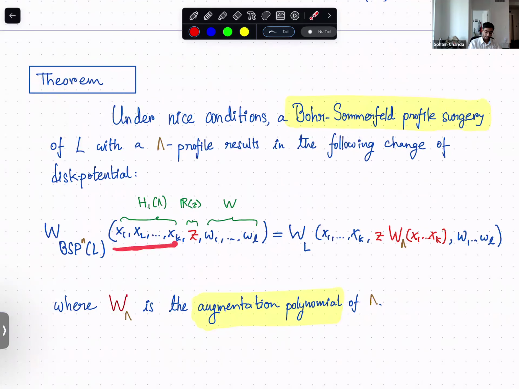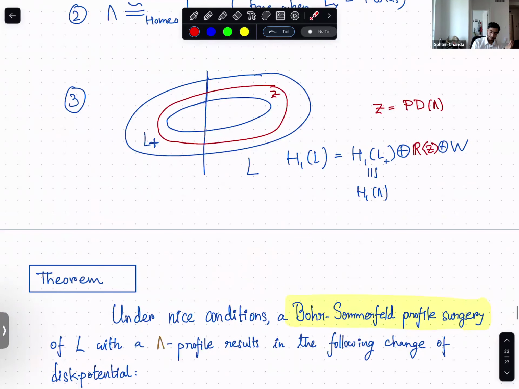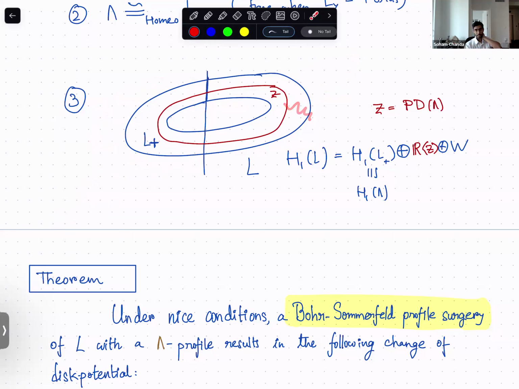Here, these coefficients were coming from H1 of lambda. This thing which was changing was coming from the Poincare dual, and these other things were coming from things which were away from the surgery. And this is expected because if you have a disk which is J-holomorphic and is sitting away from the surgery, this J-holomorphic disk will still be preserved once you do surgery, because the Lagrangian is not really changing here. So any disk like this persists under surgery.